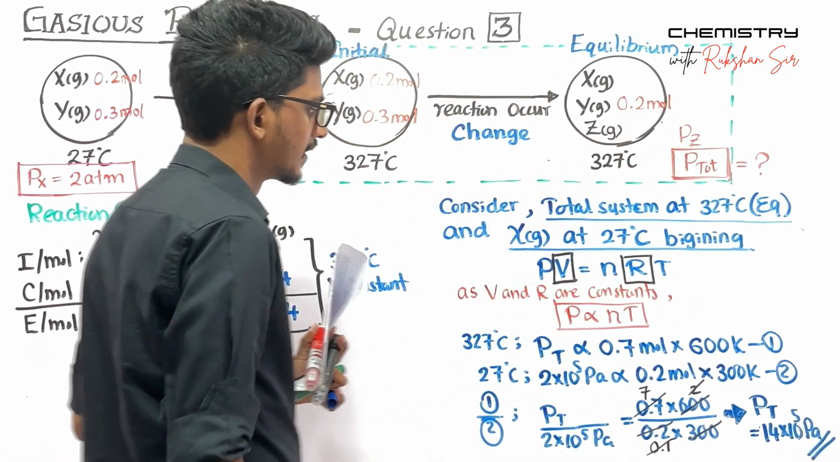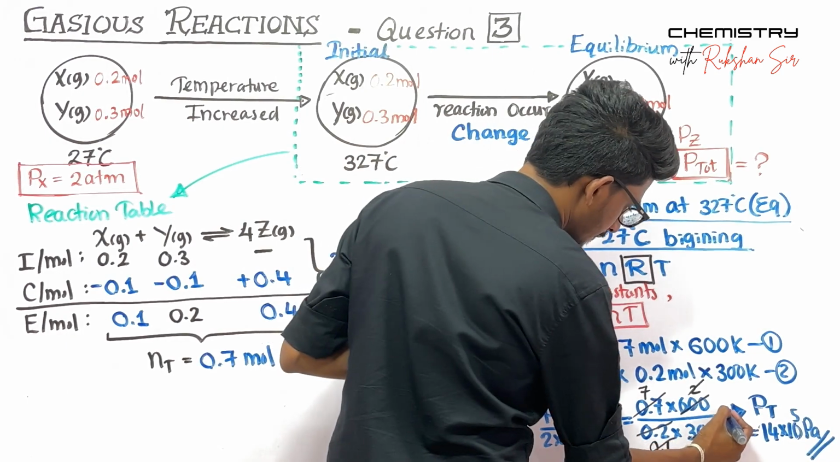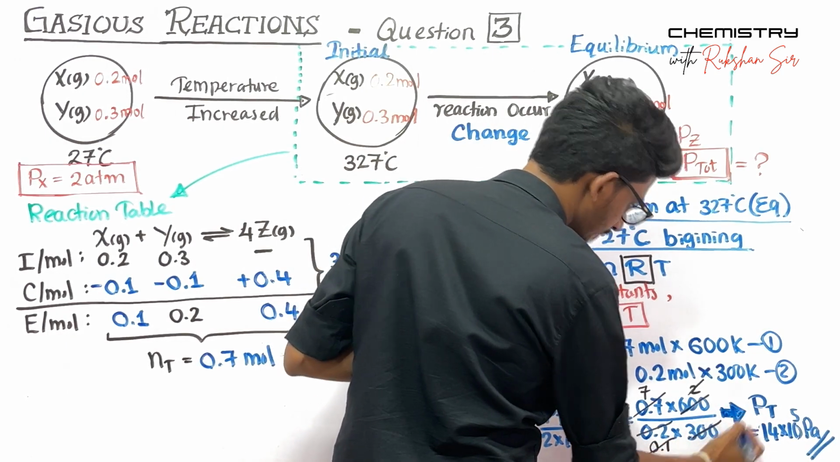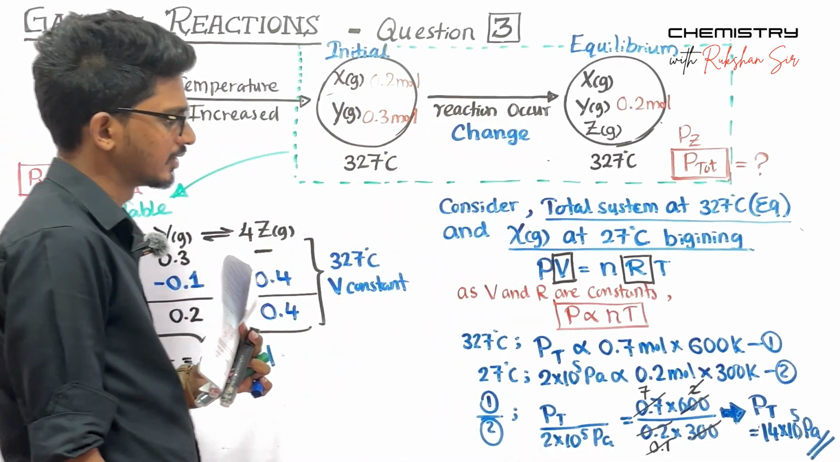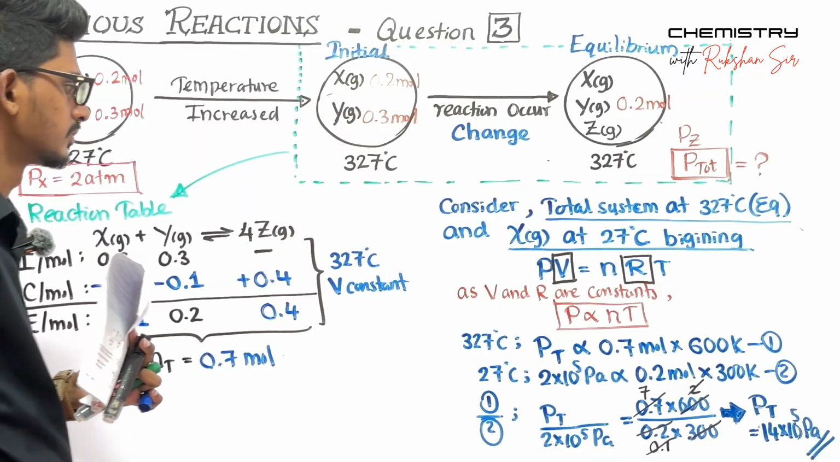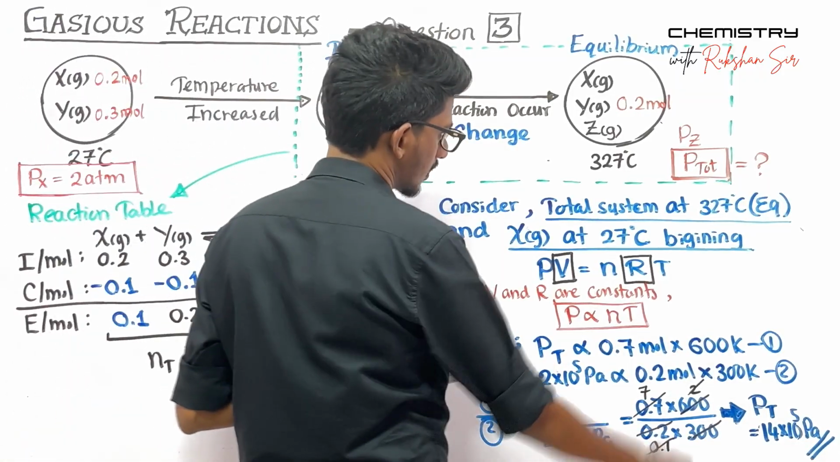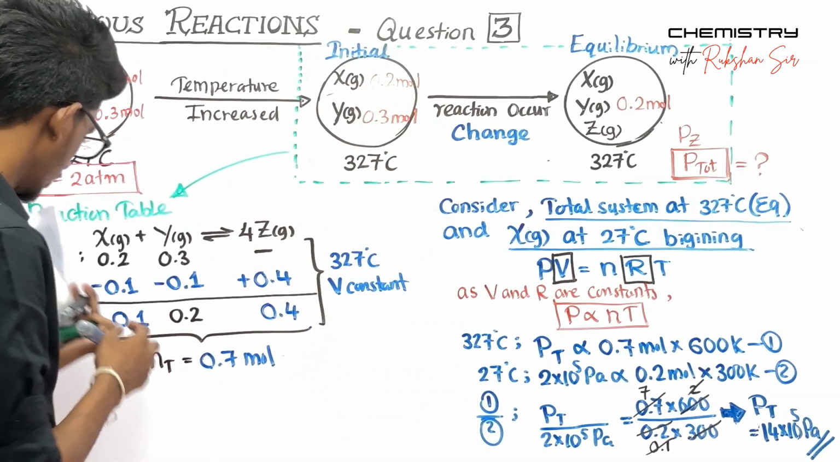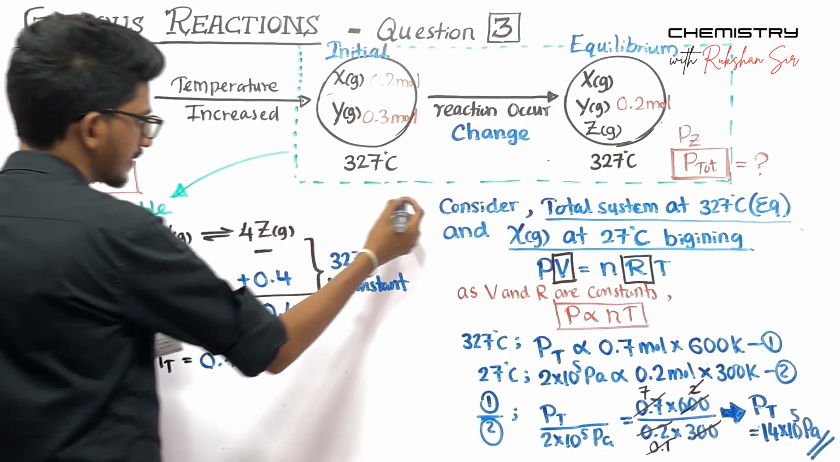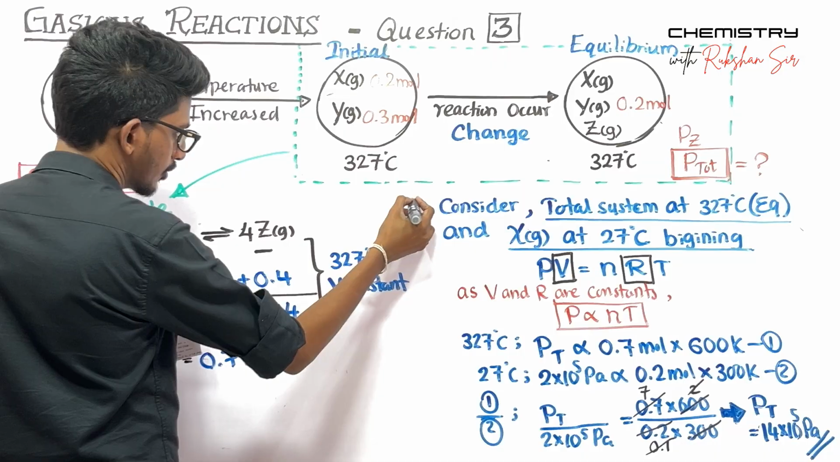So P total is 40 into 10 power 5 pascals. Clear now? Right, that is the P total. So as you know the P total, this can be considered as a calculation for someone too.